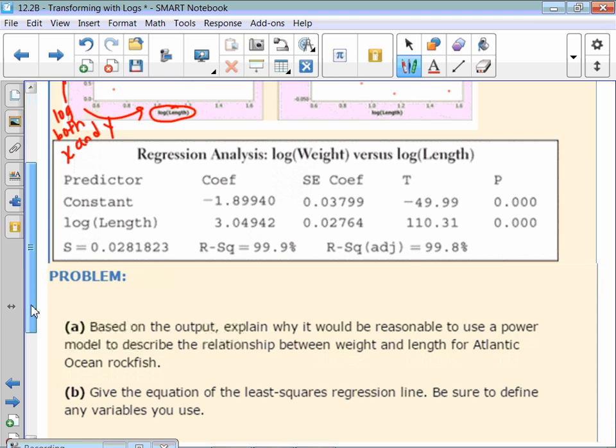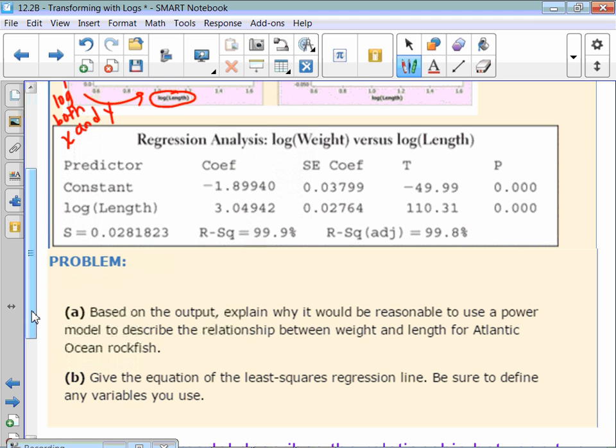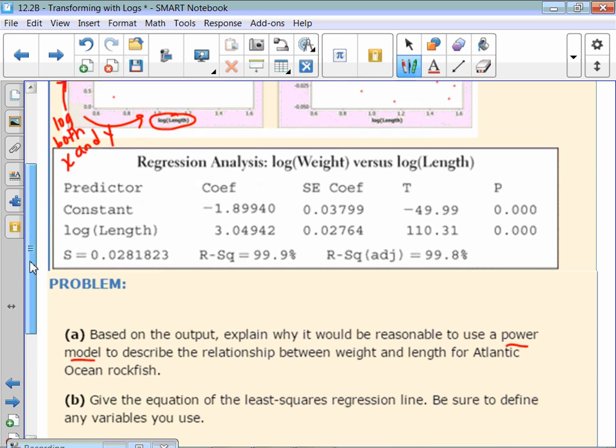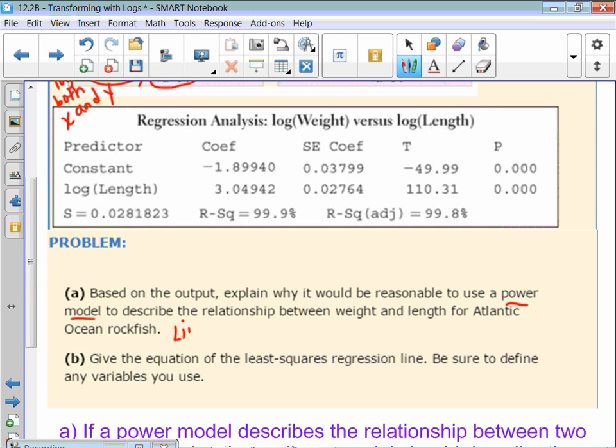They give you the output, all right? Now you have to write the equation for this. But let's do part A first. Based on the output, explain why it would be reasonable to use a power model to describe the relationship between weight and length for Atlantic Ocean rockfish. So if it says power model, that's when you log both sides. And the reason that it works is because we have a linear pattern, or a linear scatter plot. And of course, no leftover pattern in the residual plot.